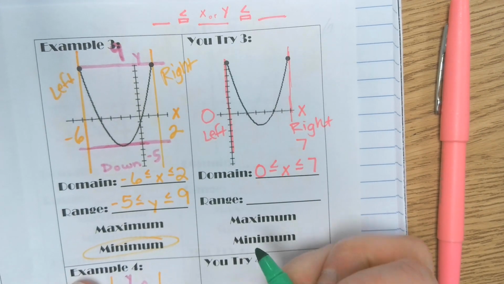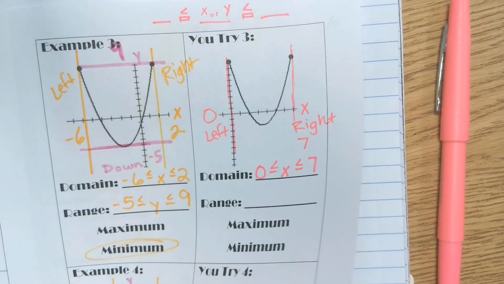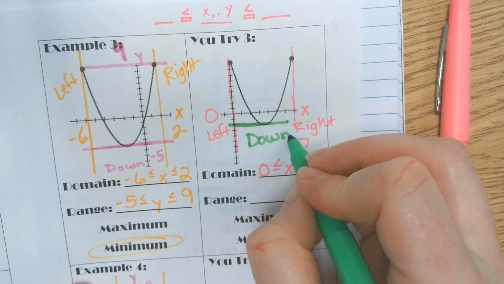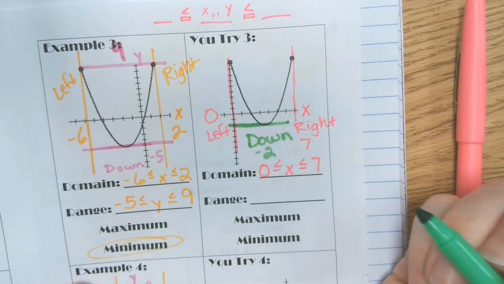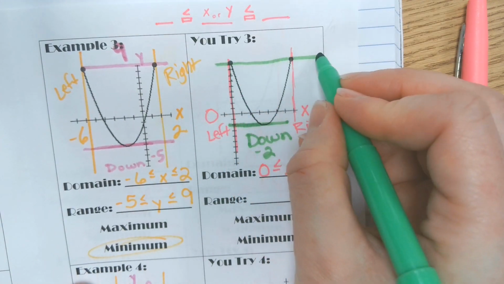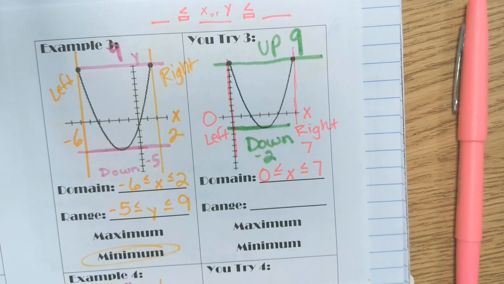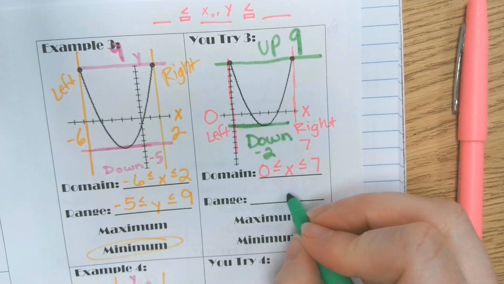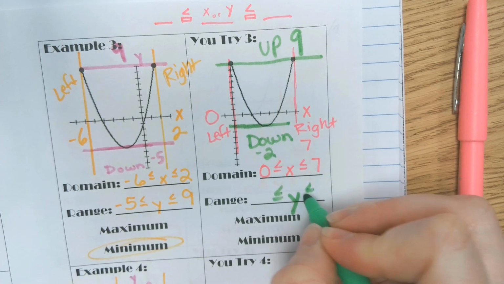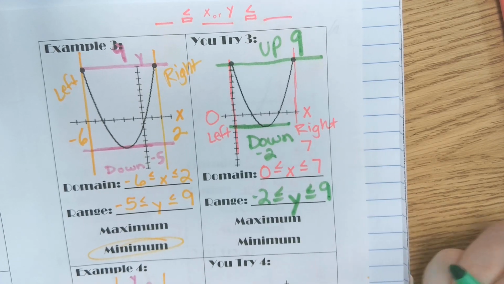Okay, and then we have range. Range is our y-axis, so we see how low does it go. How far down? So that's -1, -2. How far up? 1, 2, 3, 4, 5, 6, 7, 8, 9. It goes up to 9. So we're going to write it as an inequality with y because it's range. This touches, so it's less than or equal to. And then we put the -2 and 9.